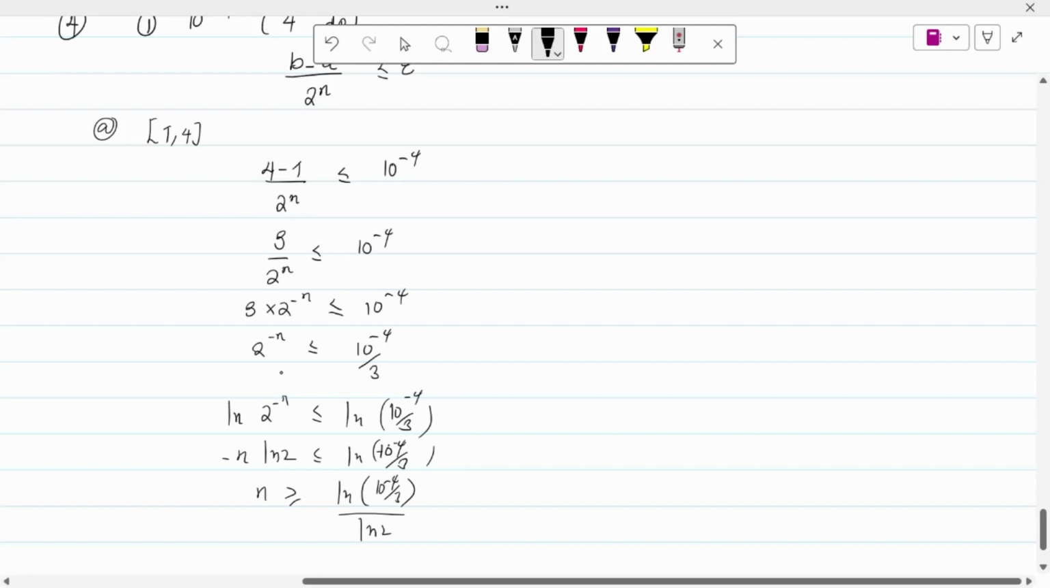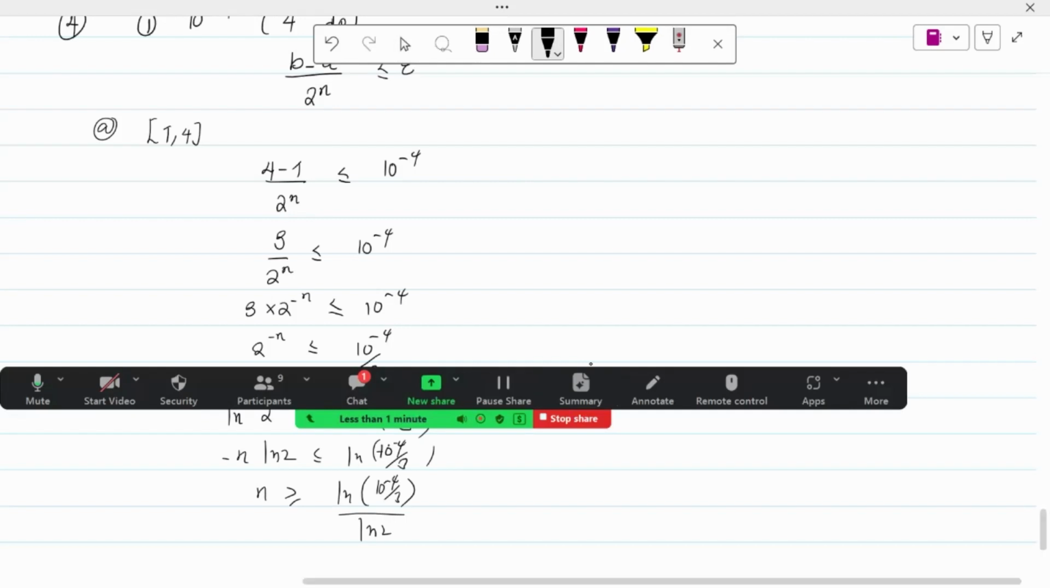So you do the same thing for the other questions as well. Where it says 4 significant figures, you just have to put 5 times 10 to the power negative 4. That's it. And then you do the same iteration.